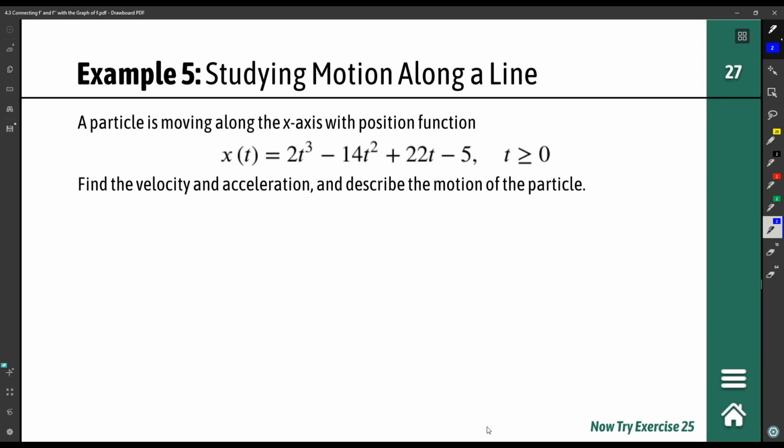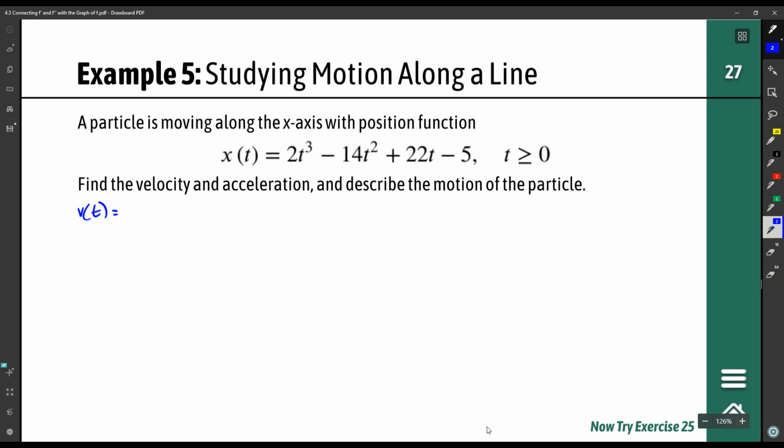Finally, here's an example on motion along a line. We know that a lot of times we see questions about particle motion where the original function is position, the derivative is velocity, and the second derivative is acceleration. That's what we're asked to find here, velocity and acceleration, and describe the motion of the particle. So let's take a look first at the velocity function v of t.